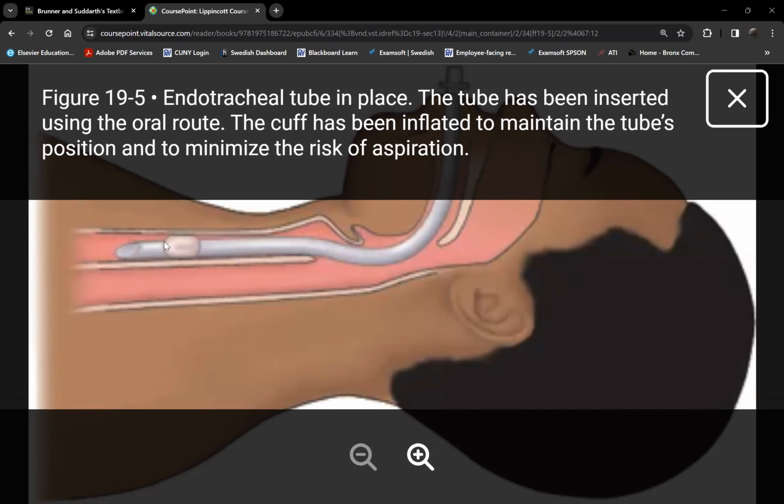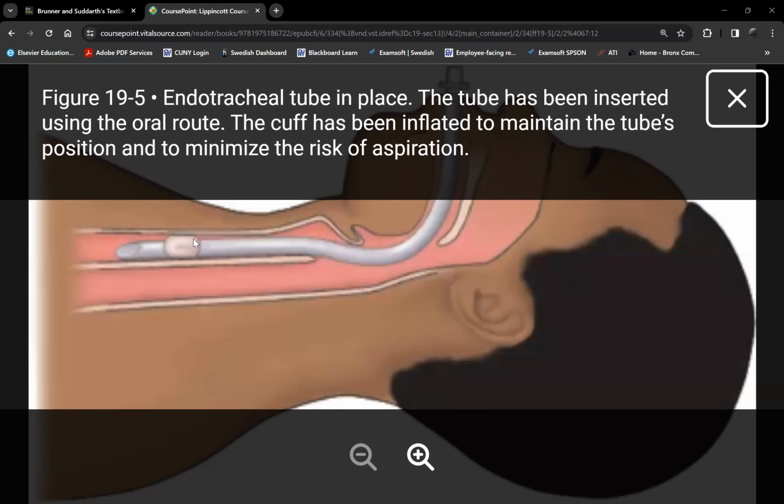All right. So what are the two reasons again for inflating the cuff? To prevent aspiration and to prevent leaking of air. Okay, we want all air during inspiration and exhalation to go in and out through the tube only. We cannot have it leaking around the sides. However, the trachea is living tissue.